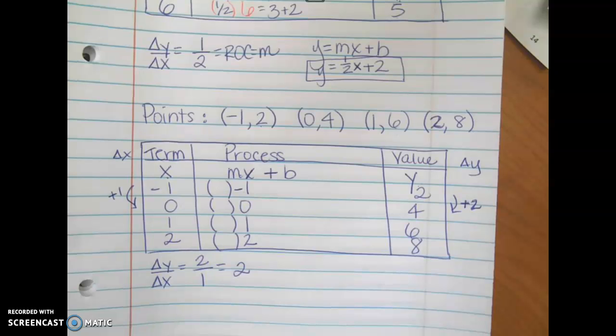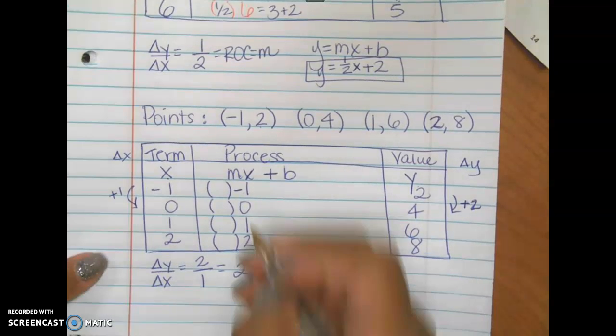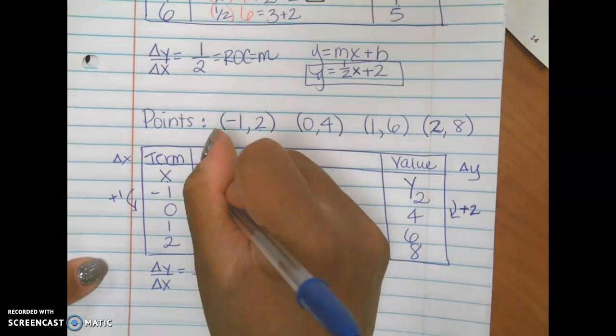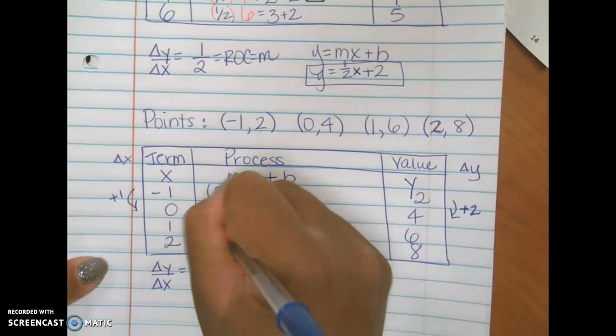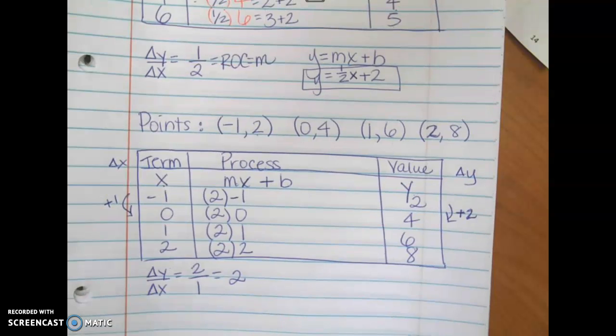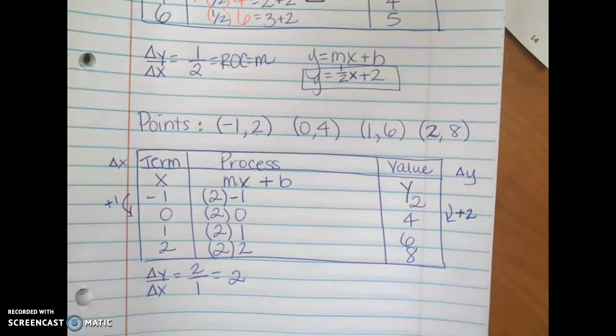Okay, now where do I put the 2? I'm not dividing by 2. You put the 2 in the parentheses. 2, 2, 2, 2. Now we have to flip that.